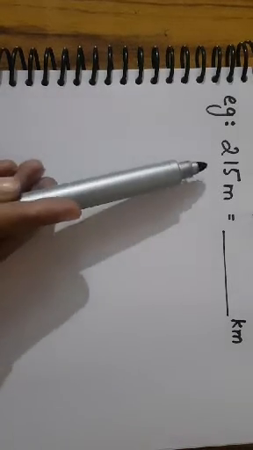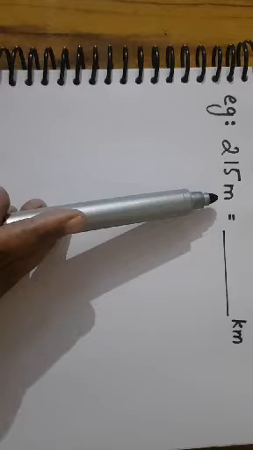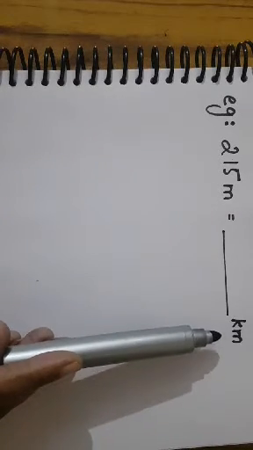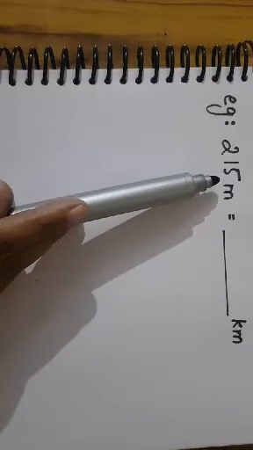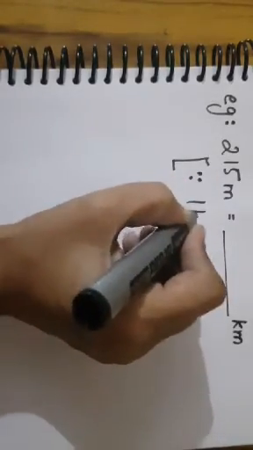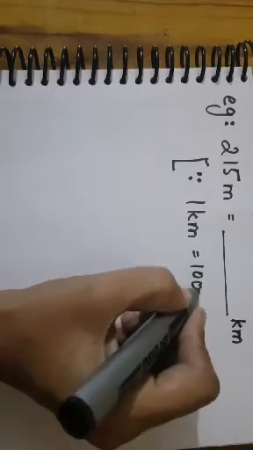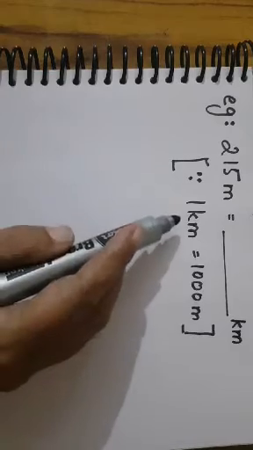So the next example is 215 meter is equal to dash kilometer. So we have to convert meter into kilometer. Here kilometer is bigger than meter because this unit is bigger than this unit. What would we do? We'll divide. But वो number कौन सा होगा जिससे हम divide करेंगे? For that we should know the relation between meter and kilometer. So the relation is 1 kilometer is equal to 1000 meter. This is the relation between kilometer and meter.